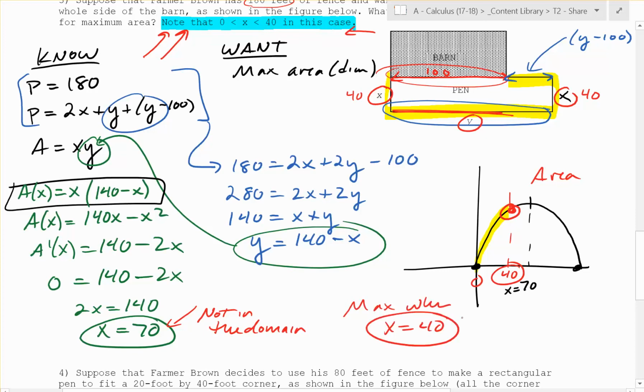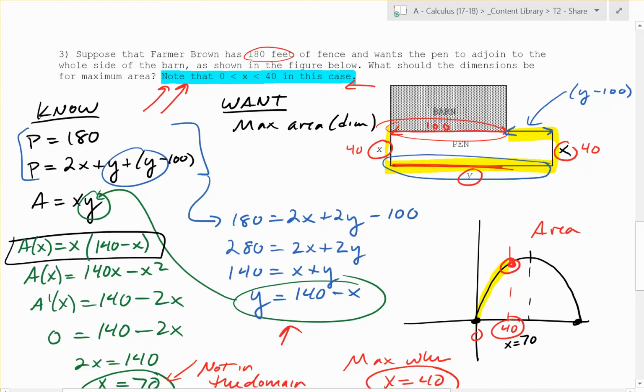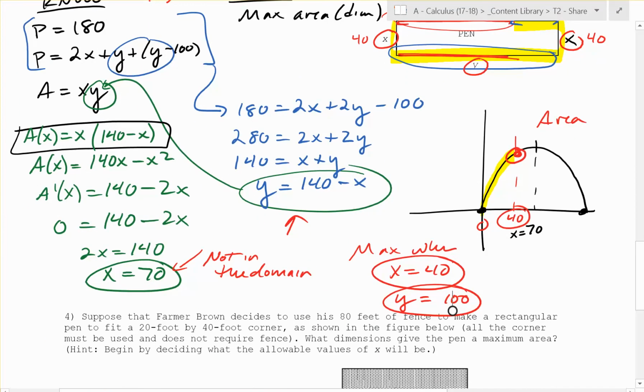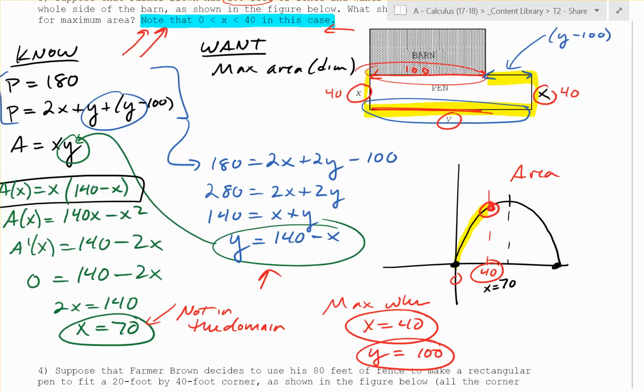So if x is equal to 40, how can you find y? Well, you know y is equal to 140 minus x, so y is going to be 100. So it asks, what should the dimensions be for maximum area? 40 by 100. And in that case, the pen would just be like that.